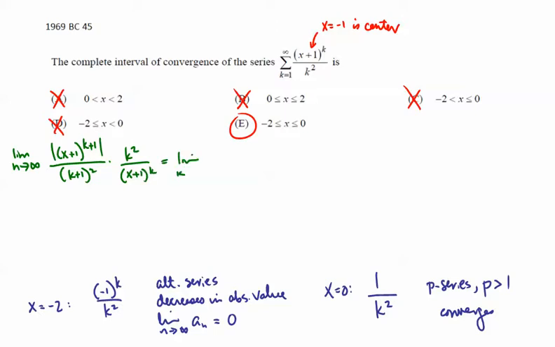Simplifying, it's not n equals, it's going to be k equals 1 to infinity. And here we will have k squared over k plus 1 squared. And we'll work with that in just a second. Then absolute value (x plus 1) to the k plus 1 over (x plus 1) to the k.